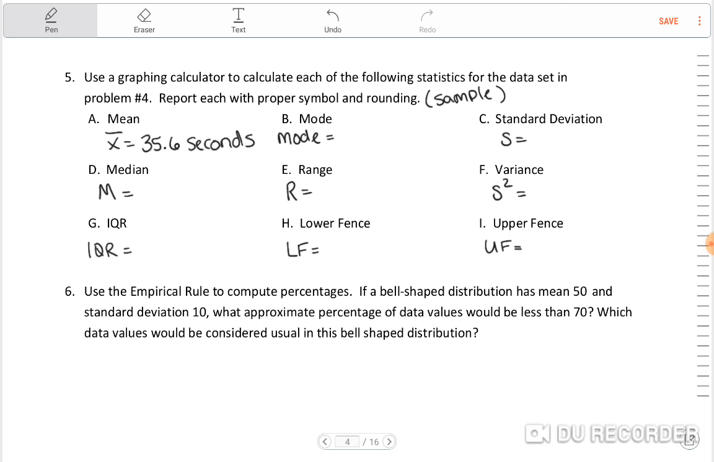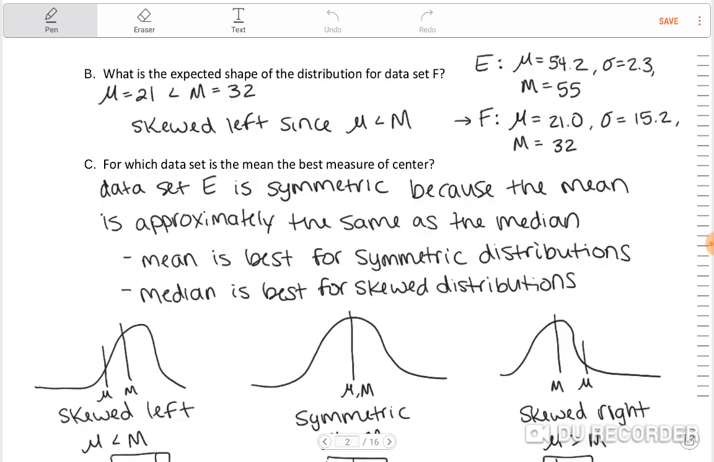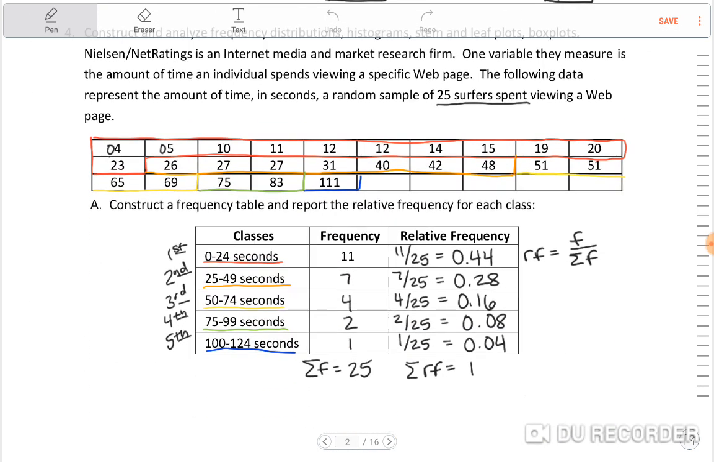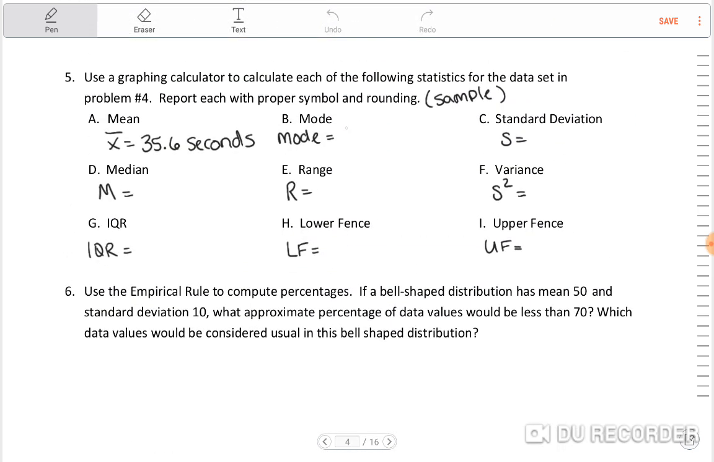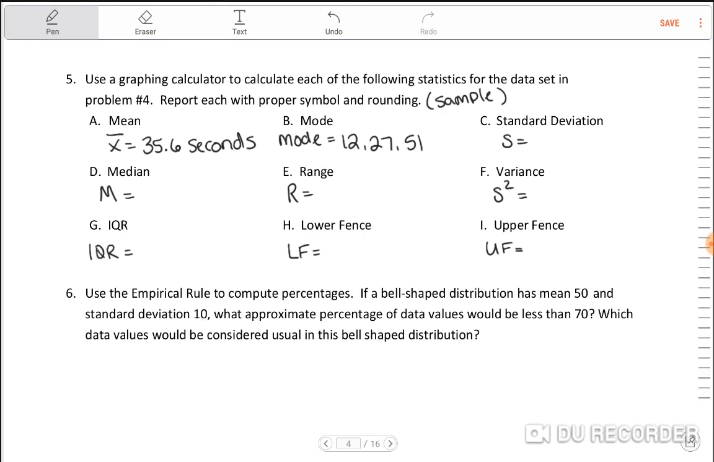Seconds. Okay, the mode. Mode comes down to which number appears the most number of times. And if there's more than one that appears the most number of times, then you list them all as modes. So I come through here and I'm looking for anything. I see 2 12s, 2 27s, 2 51s, and that's it. Nothing appears more than 2 times. There are 3 numbers that appear 2 times, so 12, 27, and 51.